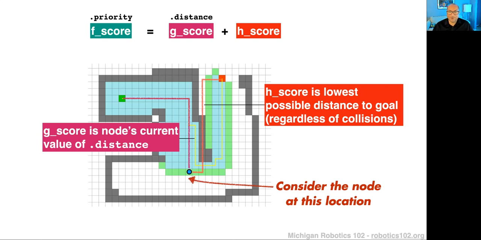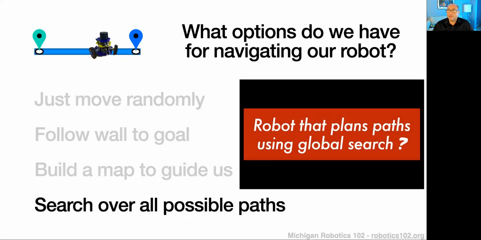If we're considering a node that's currently being queued, we could get a G score and H score that look like this. This is just showing a few examples of what this would look like. So this is our heuristic that assigns the priority. If we're going to use something like breadth first search or A star search or any of these global search methods, can you think of a robot that plans paths using one of these methods?